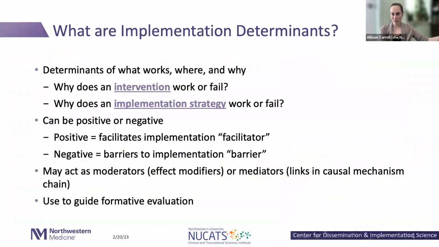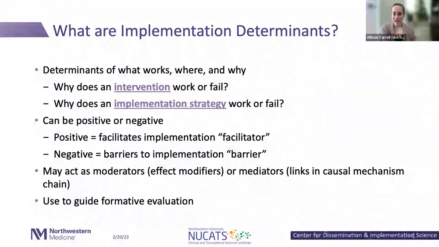So what are we talking about when we're thinking about implementation determinants? We are thinking about the factors that determine what works, why things work, and where they're going to work. So why does an intervention work or fail? And also why do the implementation strategies work or fail? The determinants can be either positive or negative, which is where we get the idea of facilitators and barriers that you've likely heard of before. Facilitators are all of the things about the context that make things work for us, whereas barriers are things that might impede implementation or an intervention working and might lead to failure.